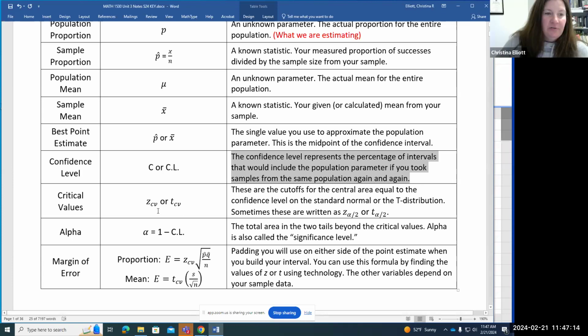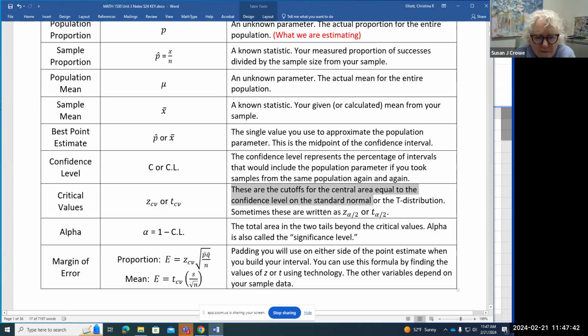The critical values are either going to be a z-score or a t-score, which we'll talk more about in the next section. Don't flip out. Z is for proportions, so we're going to be using z today. These are the cutoffs for the central area equal to the confidence level. For the z-score, for proportions, it's on the standard normal distribution.